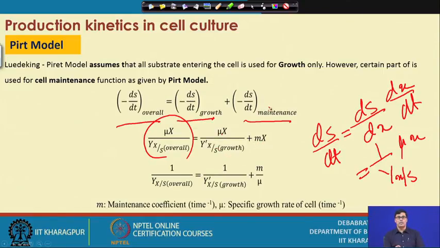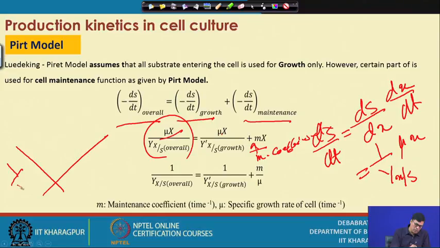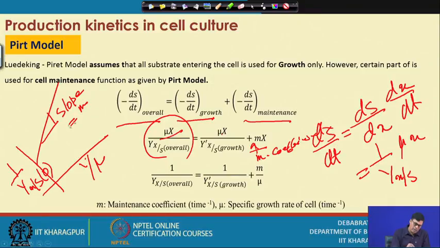Why mx? The maintenance of the cells is proportional to the concentration of the cells. More cells, more maintenance; fewer cells, less maintenance. So, this m is considered the maintenance coefficient. Now, if you divide by mu x, then we have this correlation. Here, if we plot 1/Y_x/s overall against 1/mu, then we will get a straight line. The slope will give you the value of m and the intercept will give you 1/Y'_x/s. This is called the true yield coefficient.